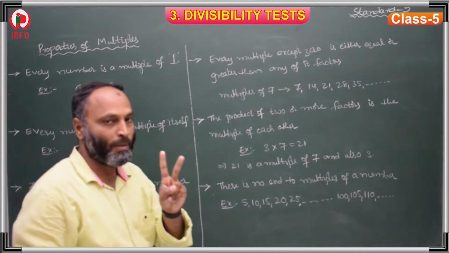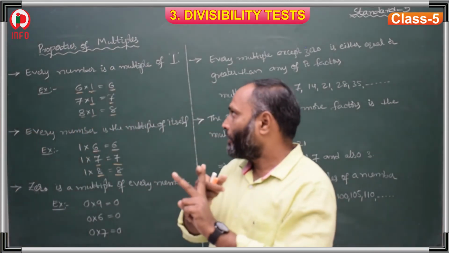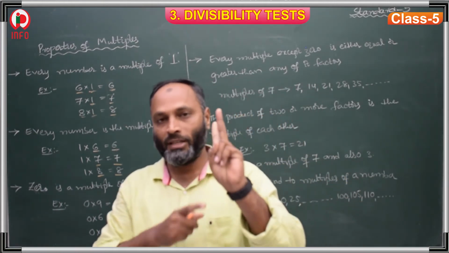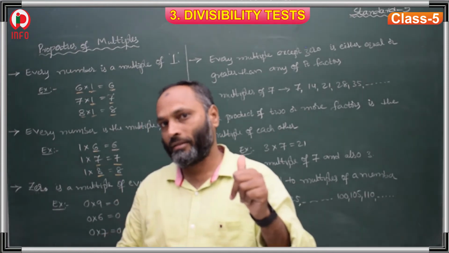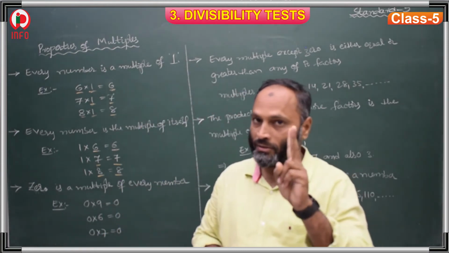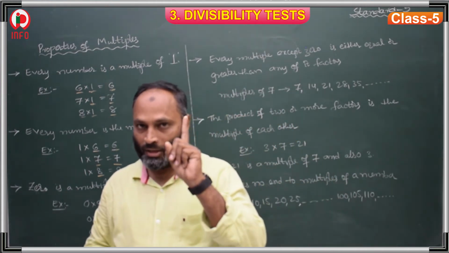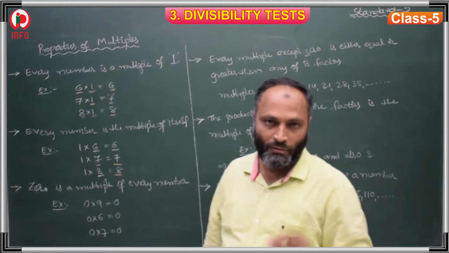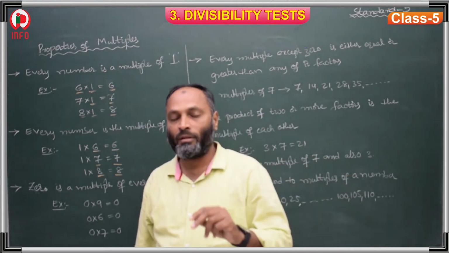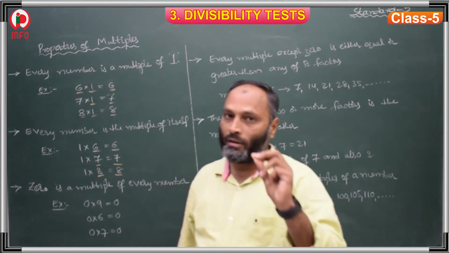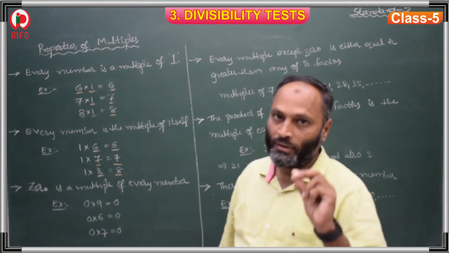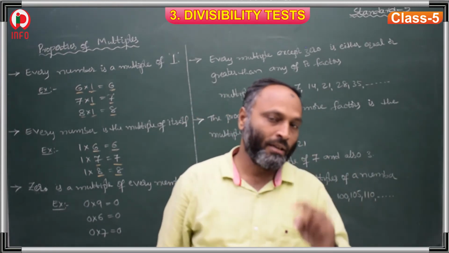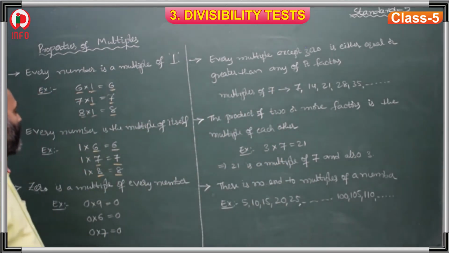Two things you have to remember. One is a multiple of all, meaning whatever numbers we have in whole numbers, and in factors also, one is a factor of all. These two things you have to remember. Every number is a multiple of one, and second, all the numbers are multiples of themselves. This is the second condition in multiples.